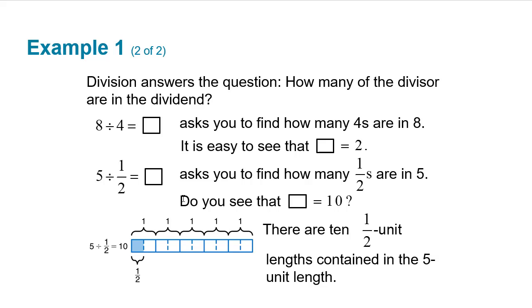But like I said, the easy step for division by fractions is to flip the thing that you're dividing by, it's called the divisor, and then turn it into multiplication. So it'd be 5 times 2 over 1, which is just 5 times 2, and that is 10.